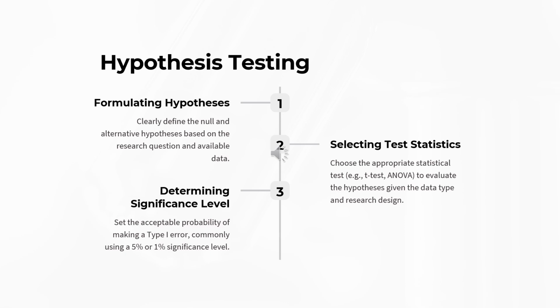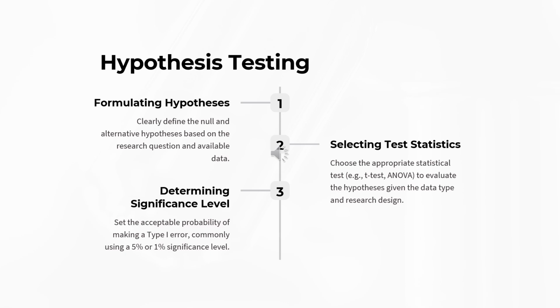Third is determining the significance level. We then set the significance level, also known as alpha, which represents the acceptable probability of making a type 1 error, incorrectly rejecting the null hypothesis when it is true. Commonly used significance levels include 5% or 1%, indicating the probability of making such an error.